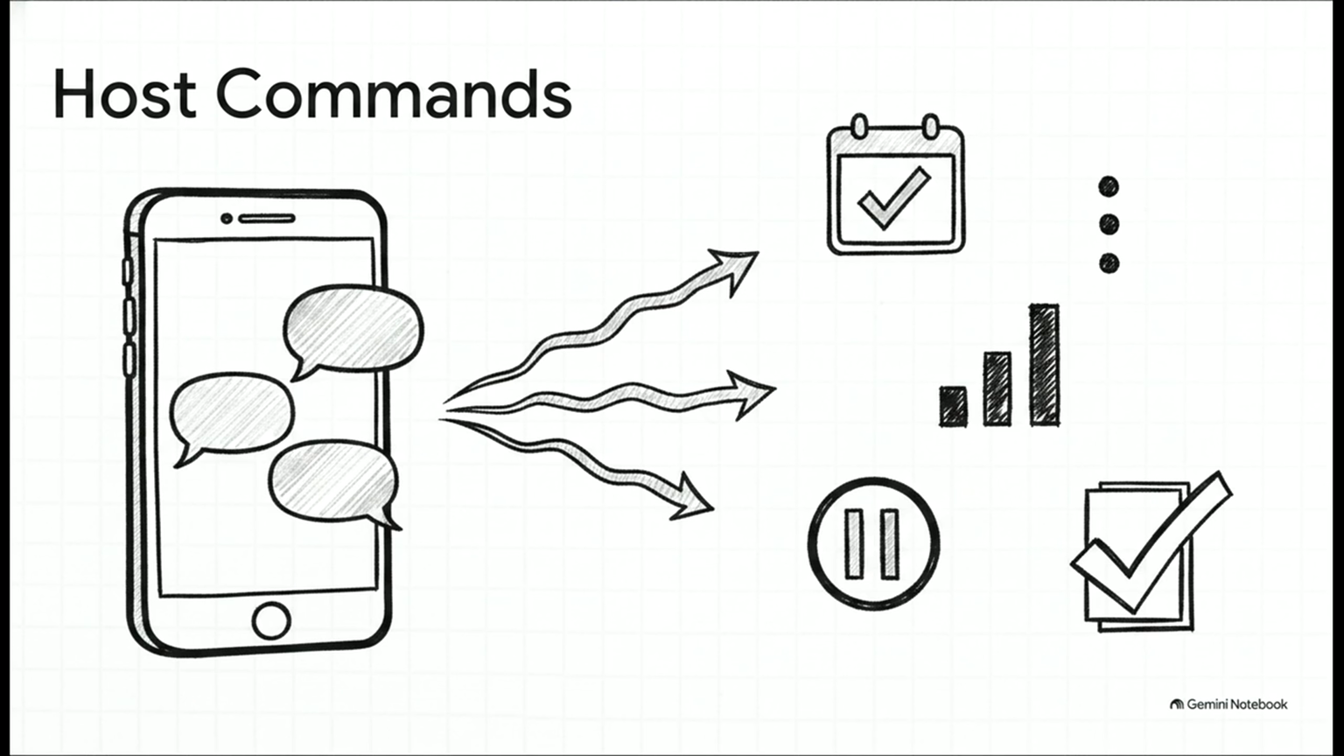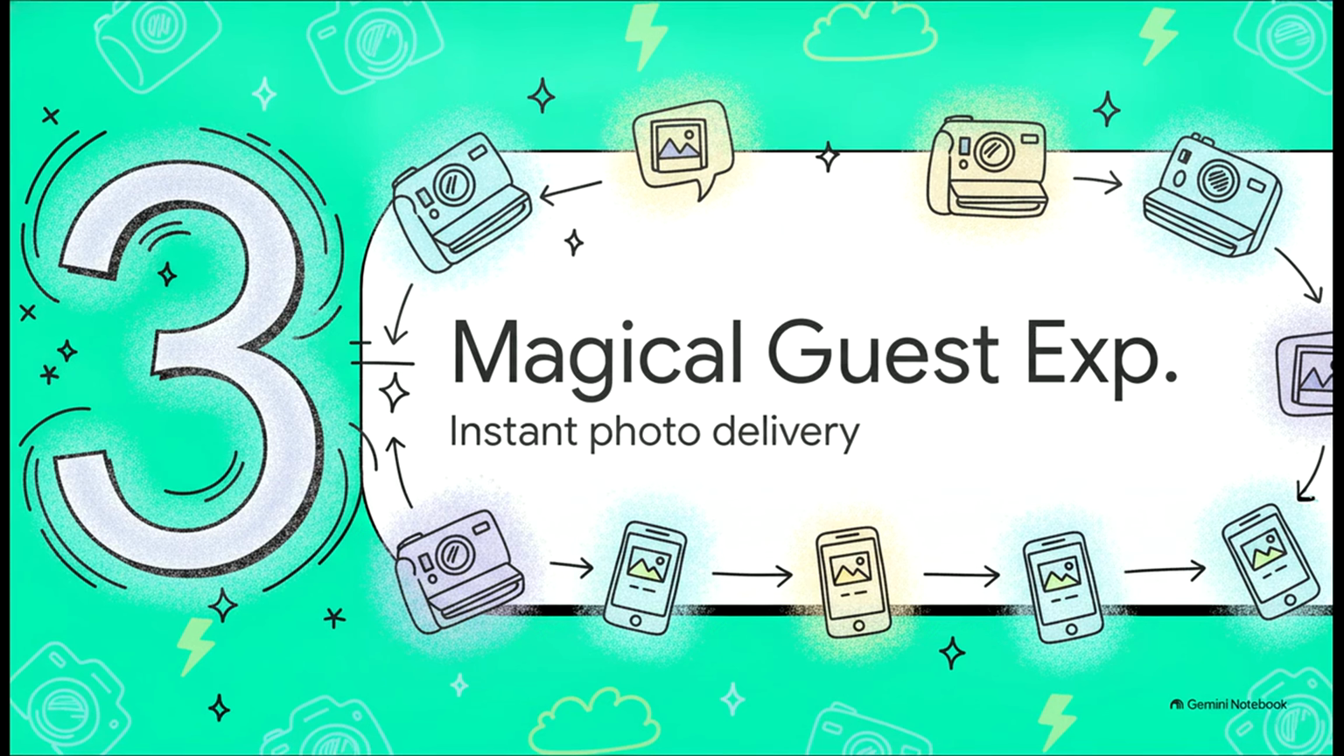And honestly, this is probably the most useful feature. Say a host just dumped a massive batch of like 50 or 100 photos directly into the chat. They just type done. The system then tallies up all the successful uploads, checks to see if anything failed to process, and hands back a neat, clean summary right there in the thread. So the host is basically manipulating a highly complex database structure entirely through everyday chat commands. It's wild. Which brings us to Section 3, the magical guest experience, getting photos instantly.